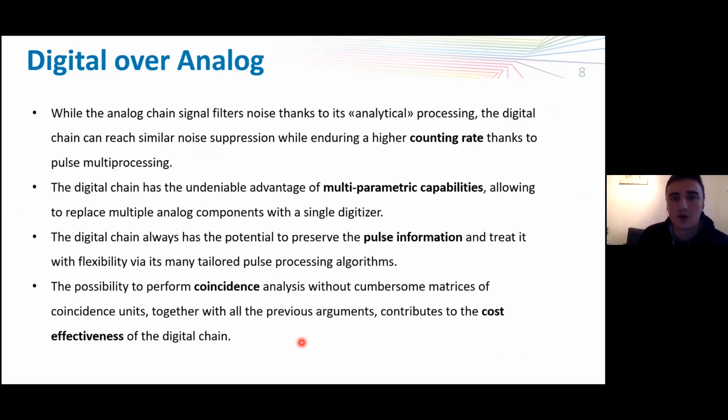So this is one of the main advantages of the digital chain, this multiprocessing, but it also has the undeniable advantage of multi-parametric capabilities, allowing us to replace all these multiple analog components following back to back in the chain with only a single digitizer. And it also has the potential, as we said, to preserve the pulse information, because for some detectors, it is important to have information on the pulse, as we will see. And last but not least, the digital chain has the big advantage of performing a coincidence analysis without having to manually and physically, let's say, construct and manufacture cumbersome matrices of coincidence units. So it is not only very handy for the scientist in terms of tailoring the type of science and the type of processing that they need from their data, but it is also very much cost effective as the improvements come along.